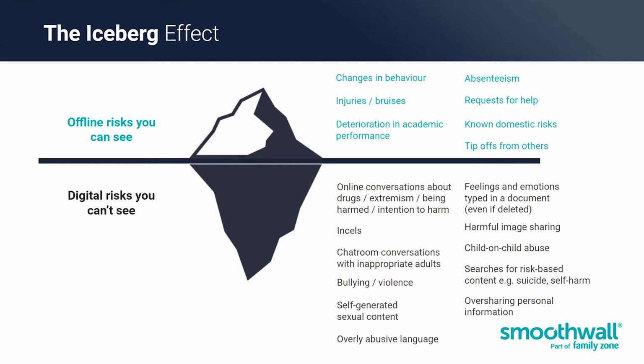You've got, obviously, we talked about bullying, violence, self-generated sexual content, where students are sharing pictures and things like that with third parties or with other students that they shouldn't be doing. You've got overly abusive language, which can be an indicator of some other underlying concern. A student that's lashing out all the time, in the same way that a kid was lashing out in a classroom, it's probably not just that in isolation. There's probably something else going on in their personal life that's causing this angry state of mind.